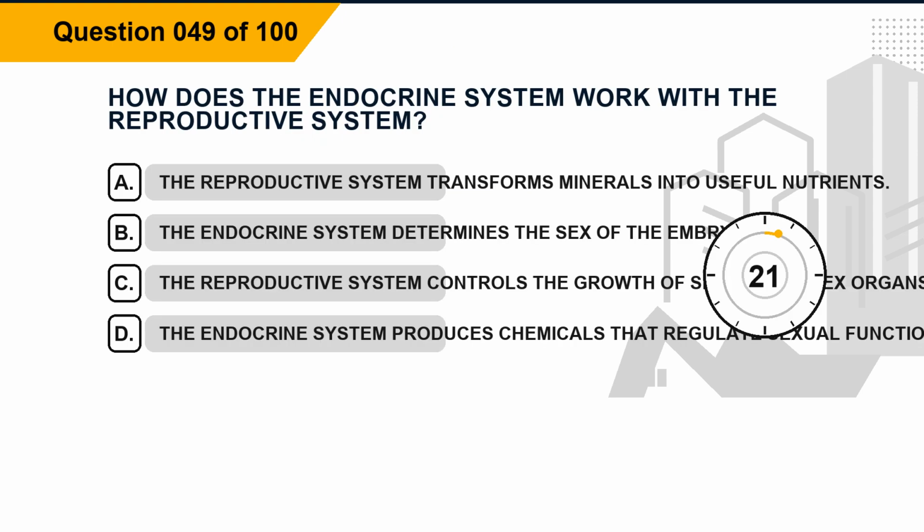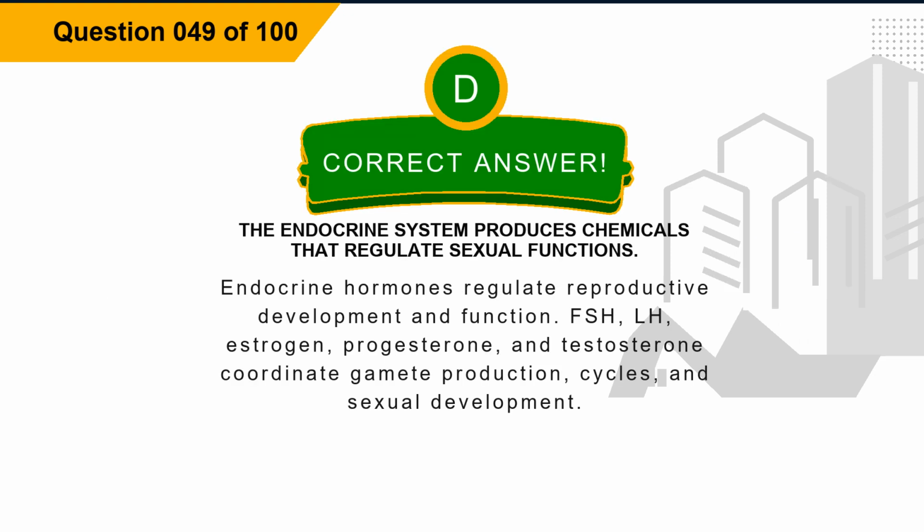Question 49. How does the endocrine system work with the reproductive system? Option A. The reproductive system transforms minerals into useful nutrients. Option B. The endocrine system determines the sex of the embryo. Option C. The reproductive system controls the growth of secondary sex organs. Option D. The endocrine system produces chemicals that regulate sexual functions. The correct answer is option D. The endocrine system produces chemicals that regulate sexual functions. Explanation. Endocrine hormones regulate reproductive development and function. FSH, LH, estrogen, progesterone, and testosterone coordinate gamete production, cycles, and sexual development.